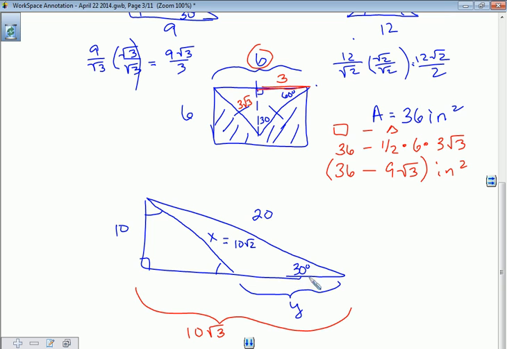Well, how do I get this y part? 10 minus 10. Yeah, because if this leg of the 45, 45, 90 is 10, isn't this leg the same? So it would have to be 10. So y would be 10 root 3 minus 10.